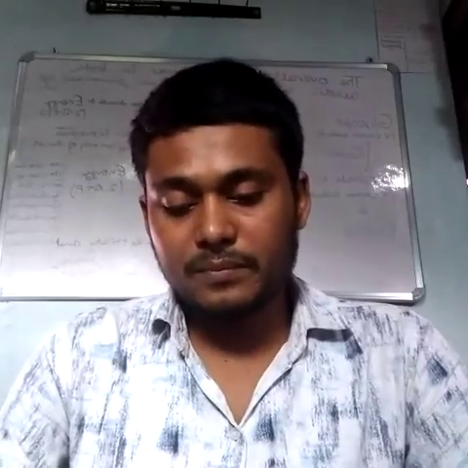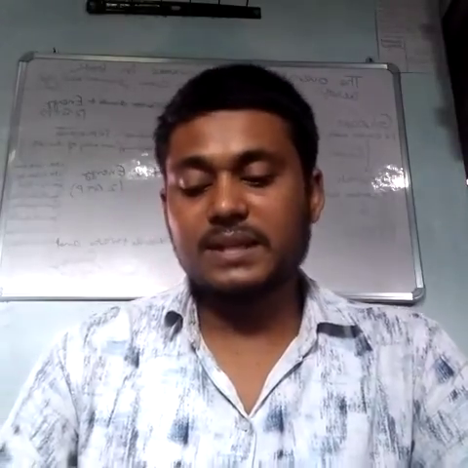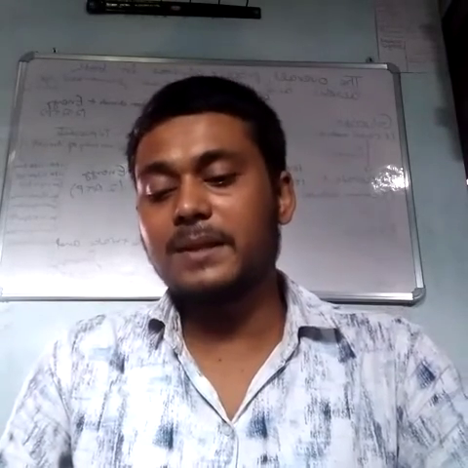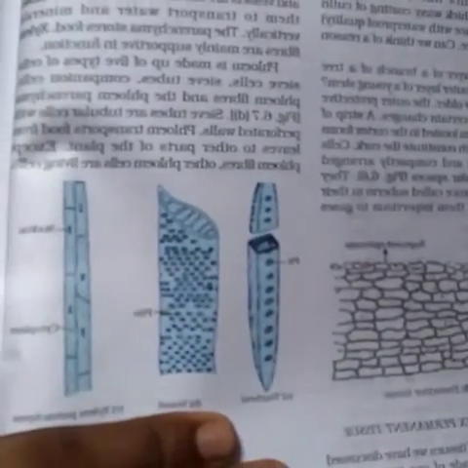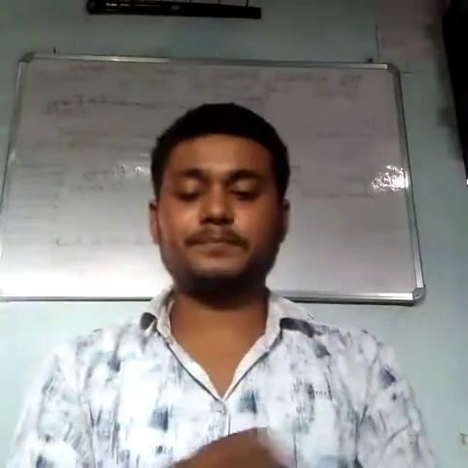So I repeat, there are four parts of xylem. First, tracheids, vessels, xylem parenchyma and xylem fibers. You can also see all these types of xylem in figure 6.7 A, B and C. Okay, understand?